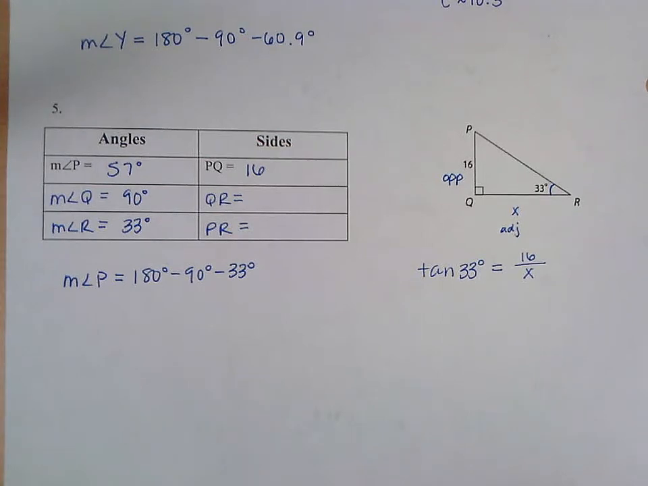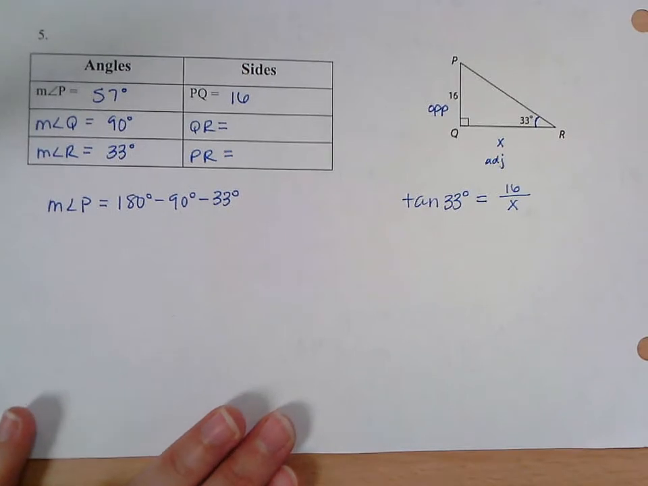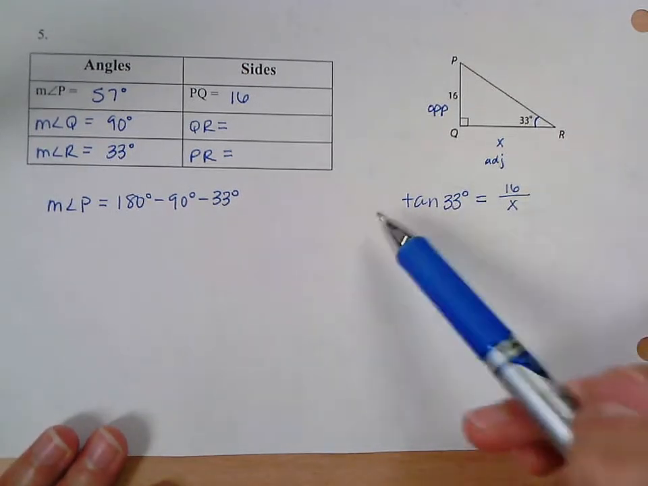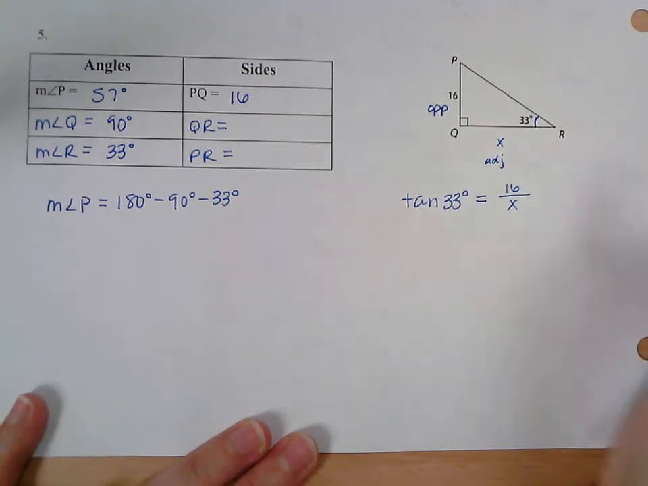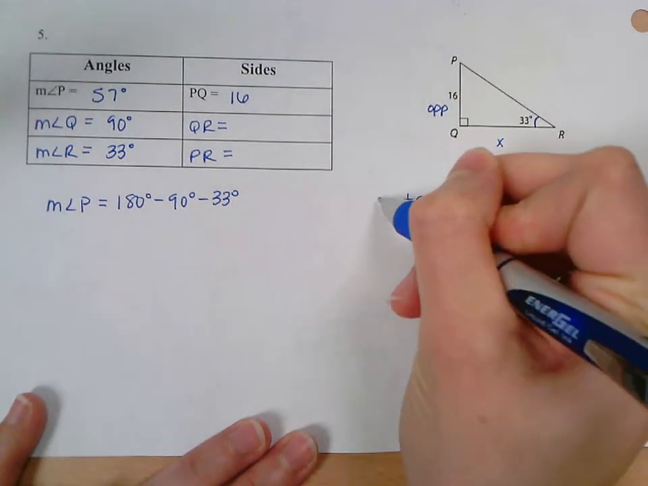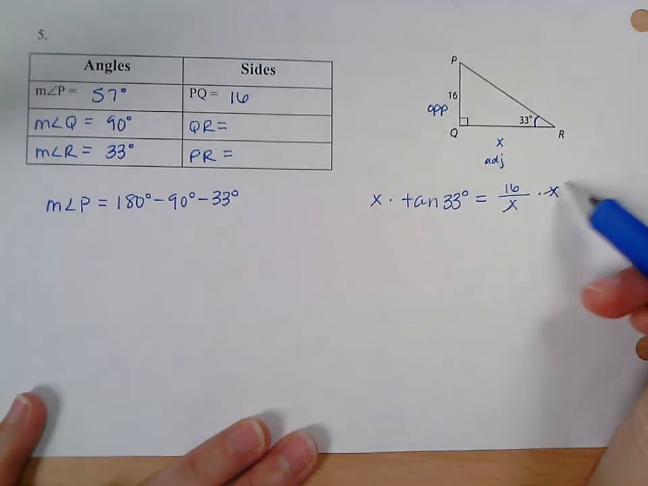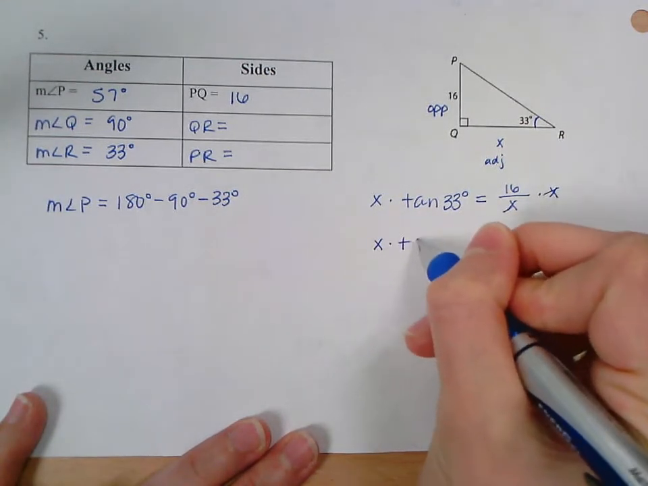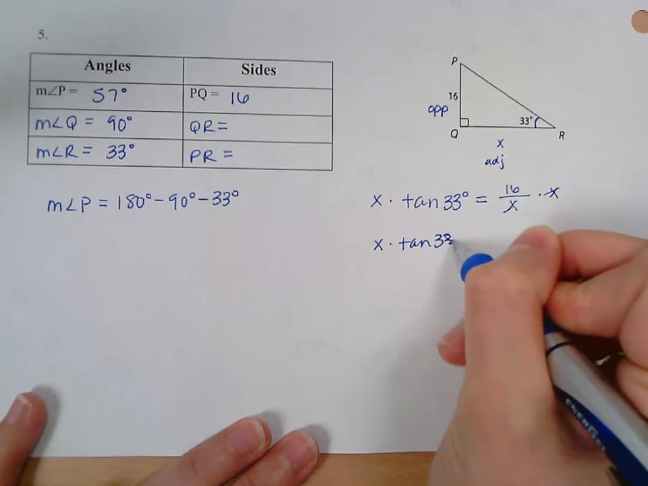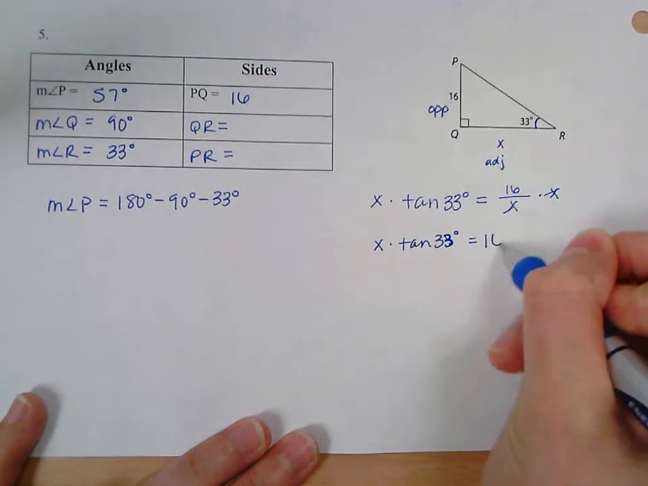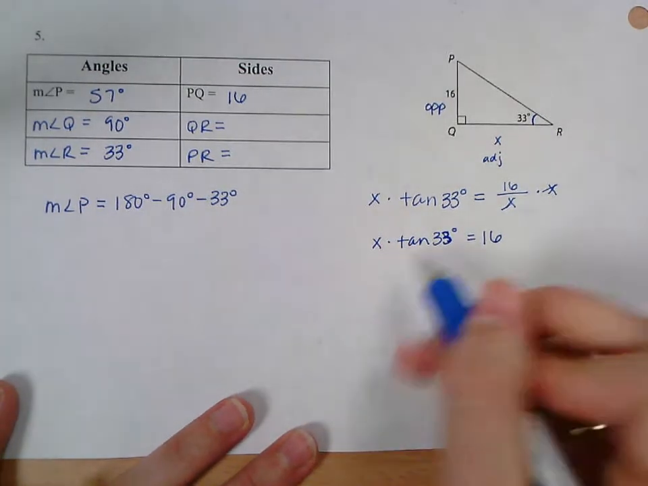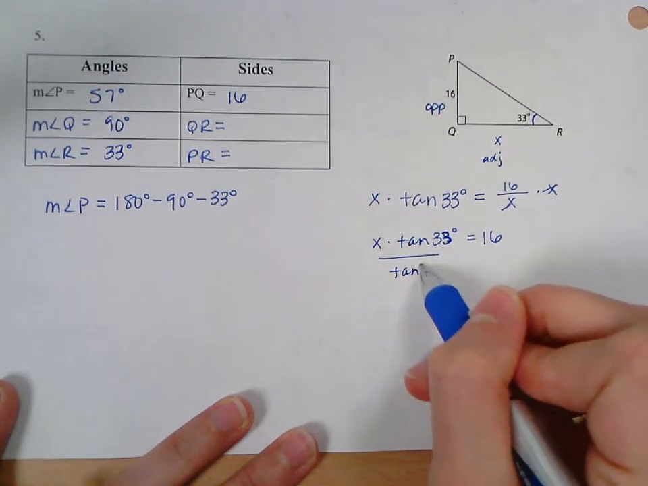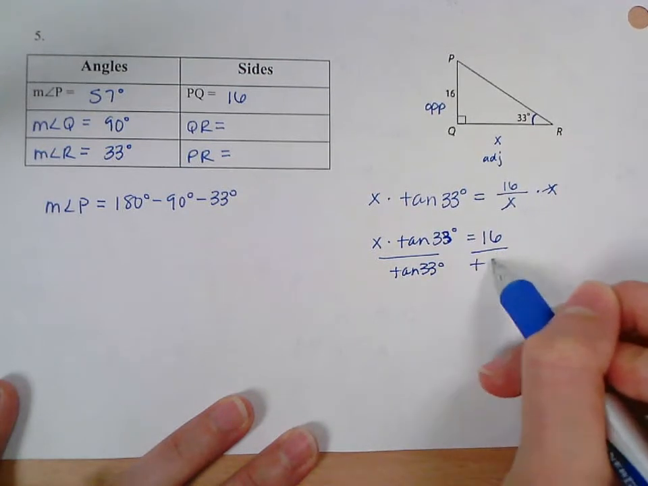And I solve this for X. Careful how you solve this for X. I do not multiply or divide both sides by 16. I need to get X out of the denominator. Multiply both sides by X. So that I have X times tangent of 33, equals 16. And then, because I'm multiplying x by tangent of 33, I can divide by tangent of 33 on both sides.